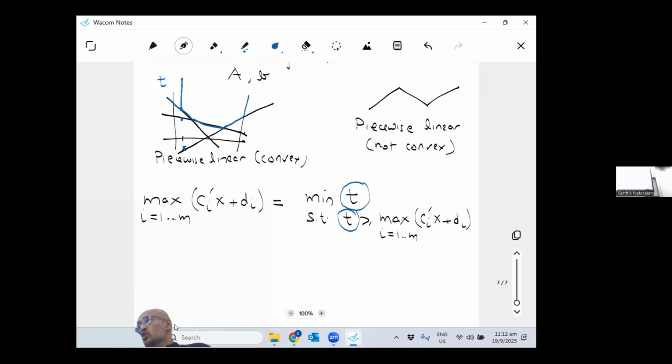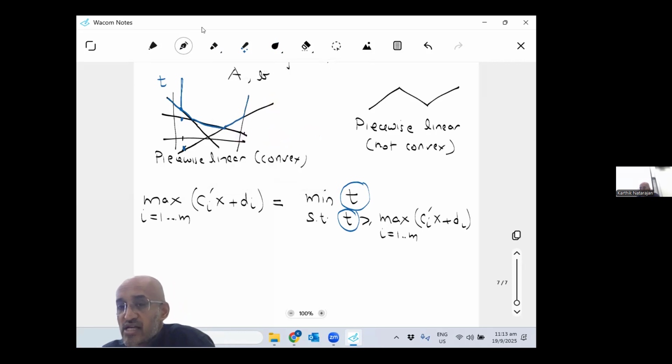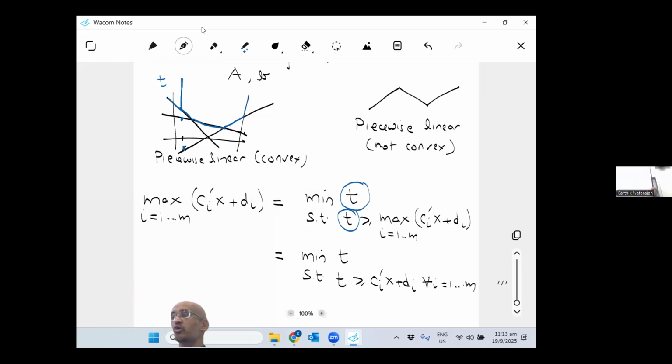Okay. Now this is actually okay, fine. So now what do we do? This is still not a linear program, but now we can use the simple fact that if I want t to be greater than the maximum, t has to be greater than each of them. So I can write this as minimizing t subject to t exceeding ci transpose x plus di for every i from 1 up to m. Okay. If I want t to be greater than or equal to the largest of a set of numbers, t has to be greater than or equal to each of the numbers. Okay. So I'm disaggregating the constraints.